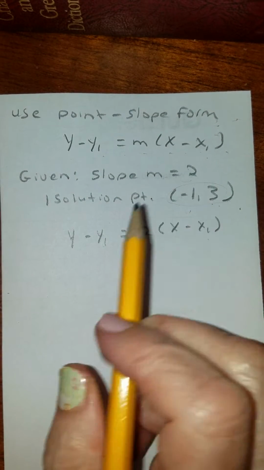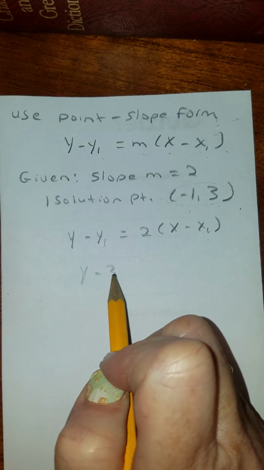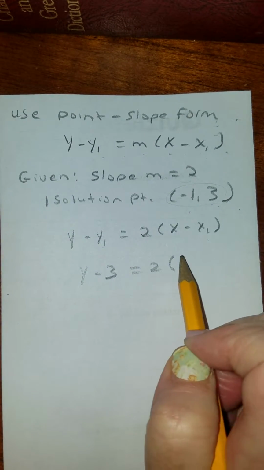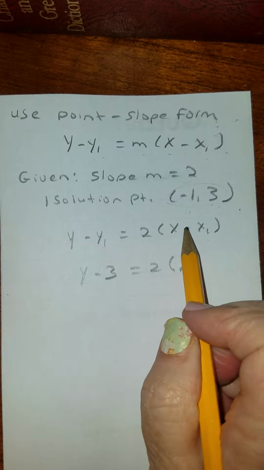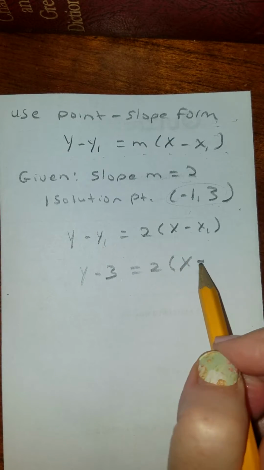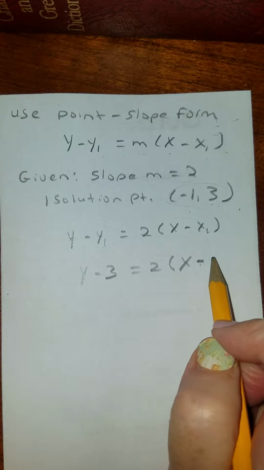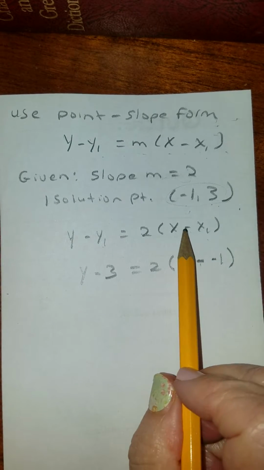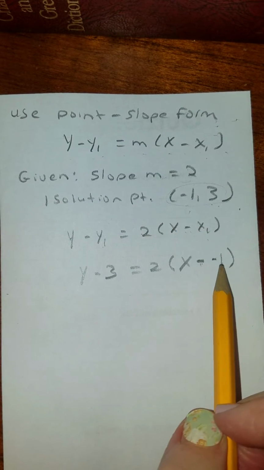So this would be y minus 3 equals 2 times x. Remember, the formula is x minus, but this is a negative 1. So you've got to pay close attention. This was minus 1.